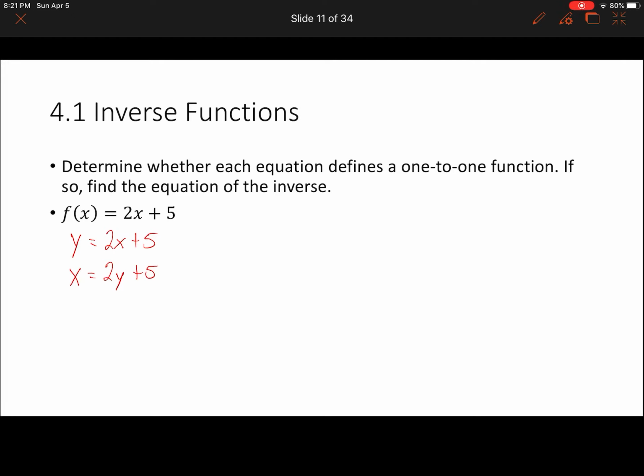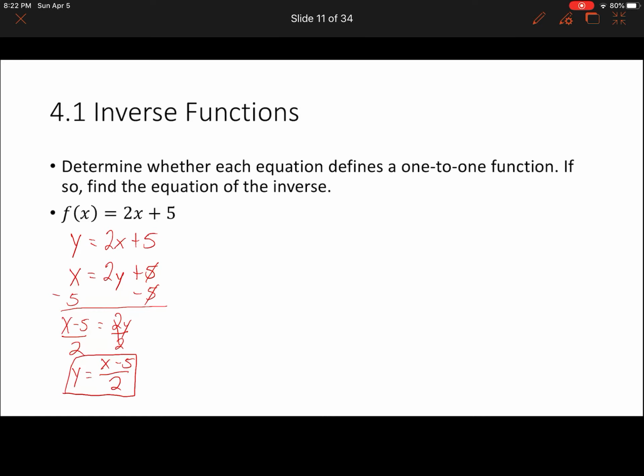And when we do, we should end up with the inverse of this function. So to solve for y, we're going to subtract 5. And this is something that you can probably do without a whole lot of issues. And we're going to have x minus 5 is equal to 2y. And we'll divide by 2. And we'll find out that y is equal to x minus 5 over 2. Now, this is the inverse of the 2x plus 5.